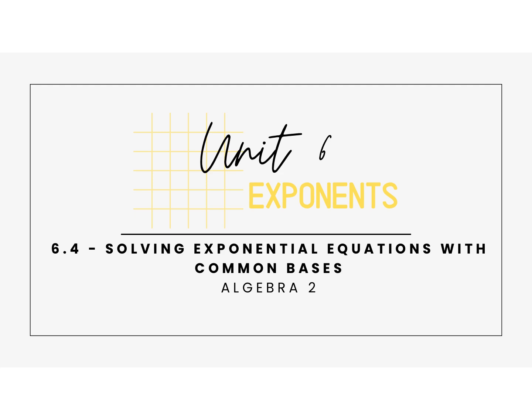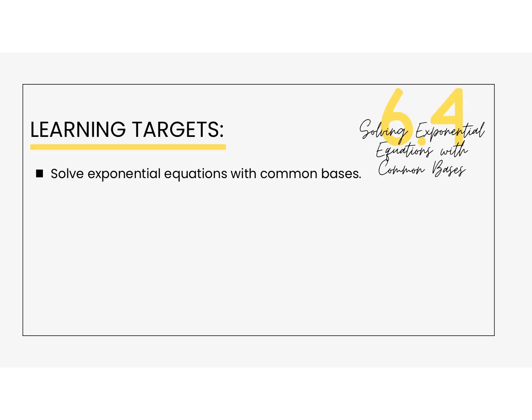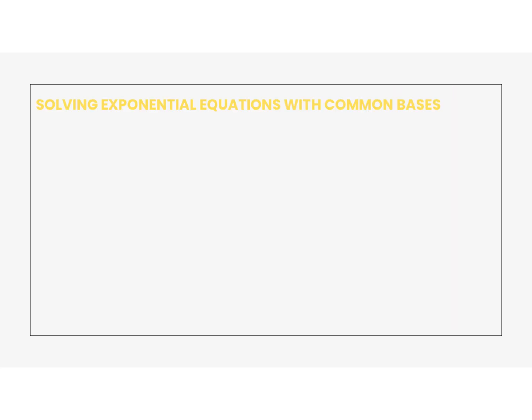Okay, welcome to 6.4. We're going to be solving exponential equations with common bases. So, what do I mean by that, or how are we going to use this? Well, what we're saying is that if b to the m is equal to b to the n, so they have the same base, then m has to equal n.